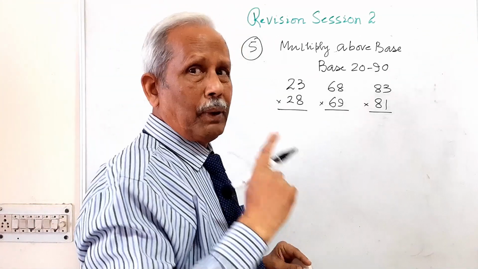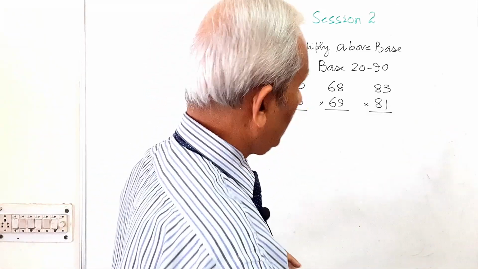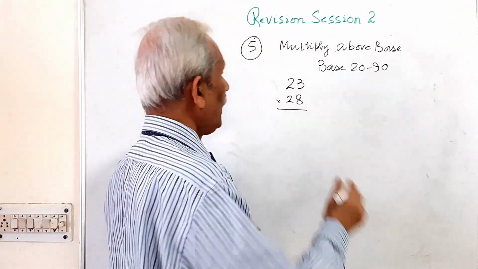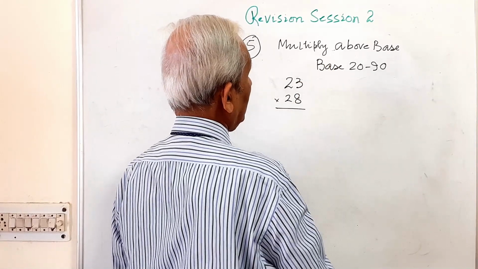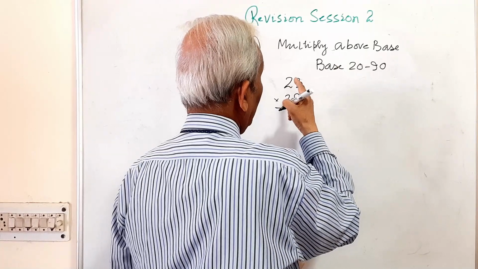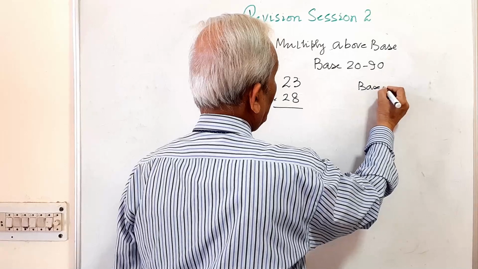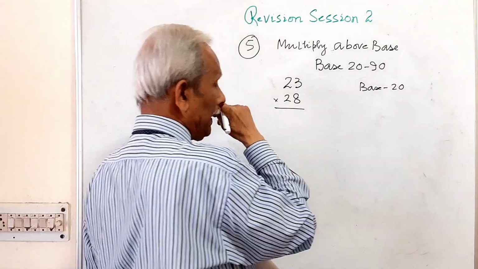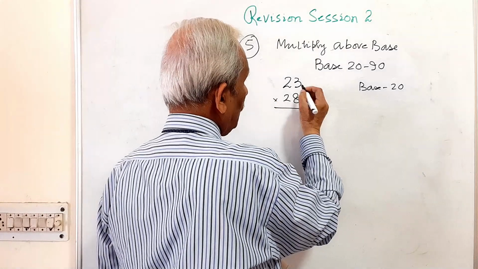Okay, so I hope you have written it, given a pause, tried yourself and then come back. Let me try the first question. 23 into 28. Here the base is how much since you are taking above base? Here we are multiplying numbers which are above base. So here since this number is above base, the base is 20. Number 23 is above the base 20, right? Same is here, 28.